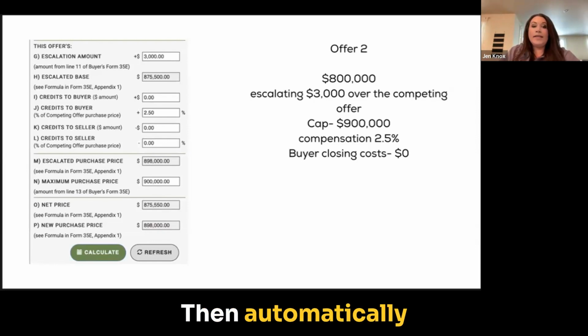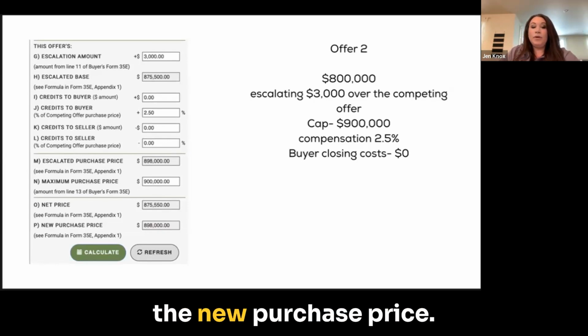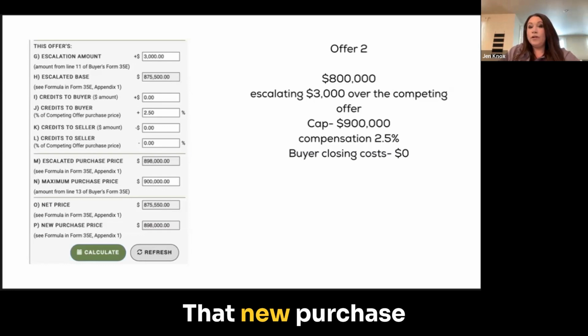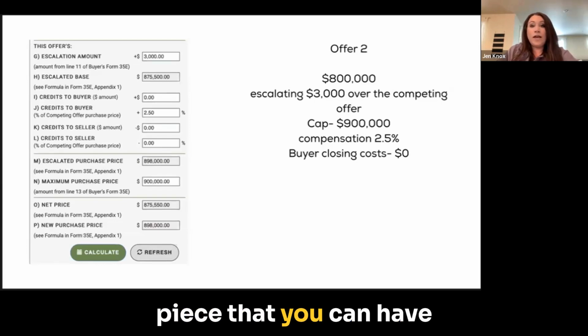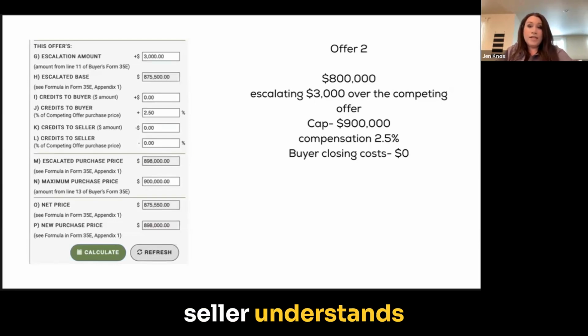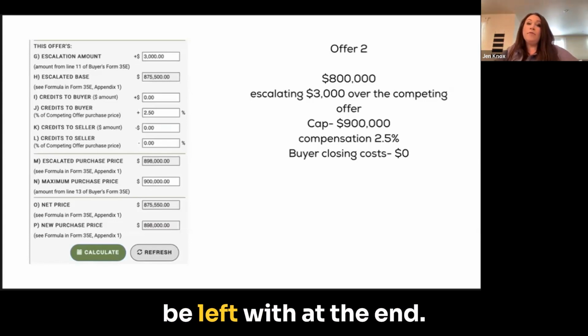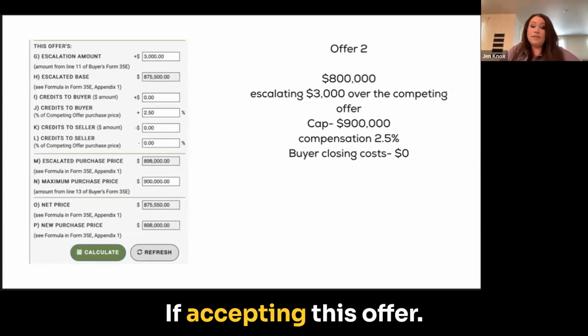Then automatically calculated is going to be the new purchase price. That new purchase price is going to be your contract price. The net price is going to be a conversation piece that you can have with your seller so the seller understands where all of the pluses and minuses are going and what they're going to be left with at the end if accepting this offer.